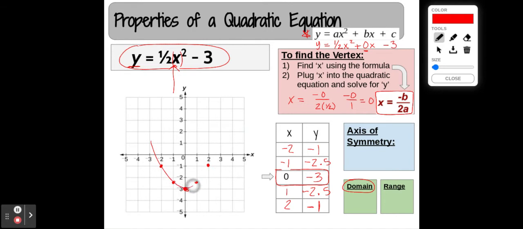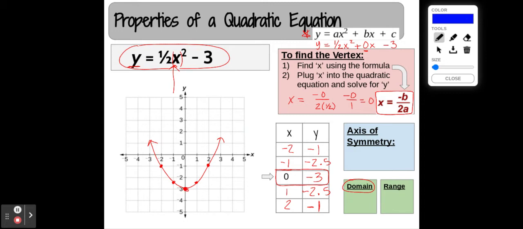So I'm just going to kind of sketch the graph here. And this is how you would do it without using a calculator. You're just going to make a table of values, finding the vertex first, and that would be your first point that you find. Okay, so now let's talk about axis of symmetry.